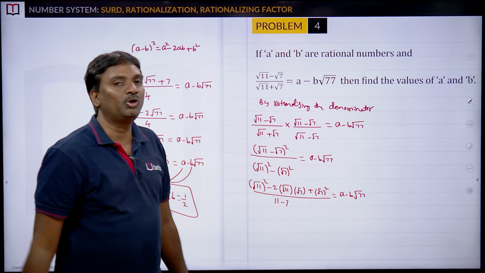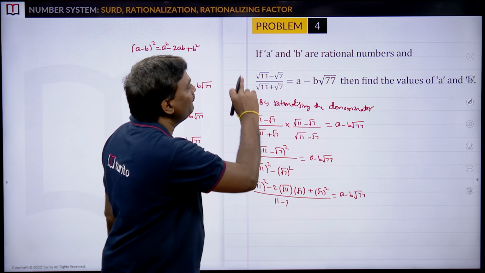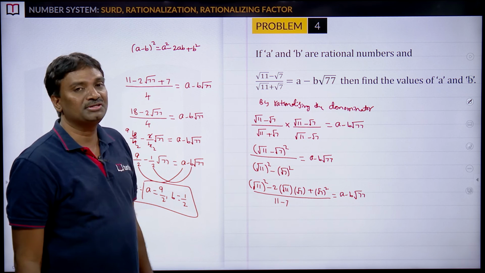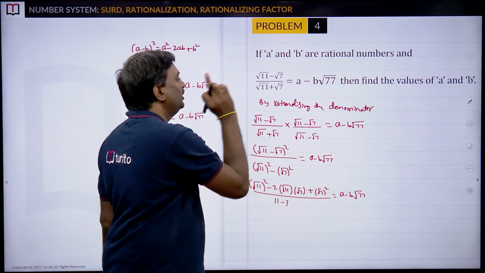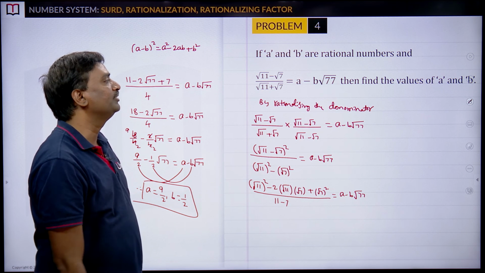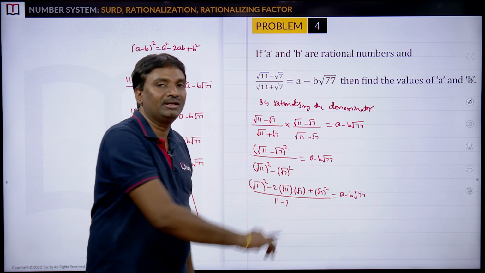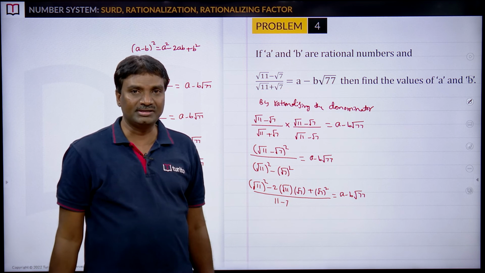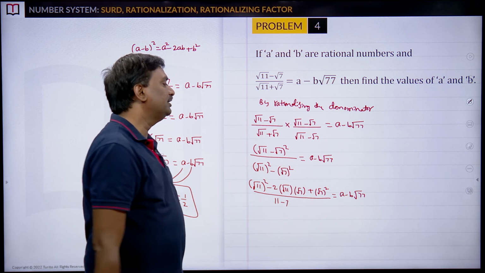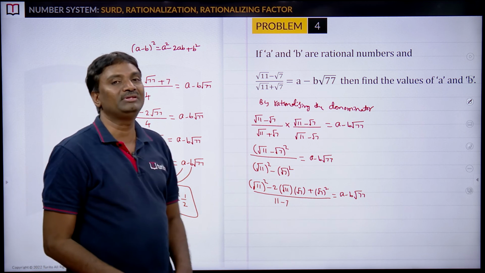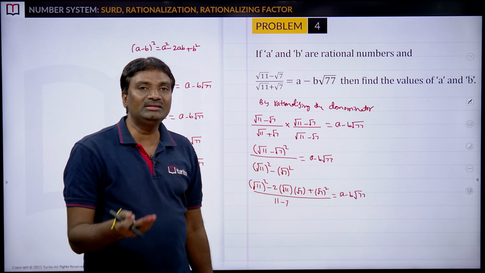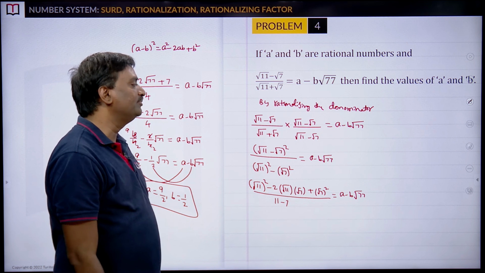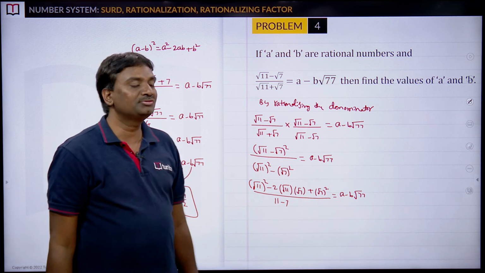So for this problem, you have to find the values of a and b when a, b are rational numbers. Root 11 minus root 7 by root 11 plus root 7 equal to a minus b root 77. Just rationalize the denominator. What is the denominator? Root 11 plus root 7, by multiplying the numerator and denominator by root 11 minus root 7.